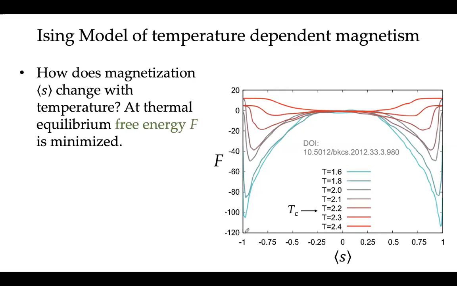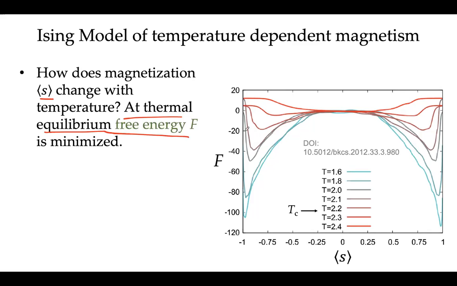Now the question is, how does magnetization or the average spin change with temperature? We saw that below TC, it was non-zero, but if you go above TC, a phase transition happens and magnetization goes to 0. So what is the quantity that encodes how magnetization changes with temperature? If you're at thermal equilibrium, then it's the free energy. Basically, at thermal equilibrium, free energy is minimized.